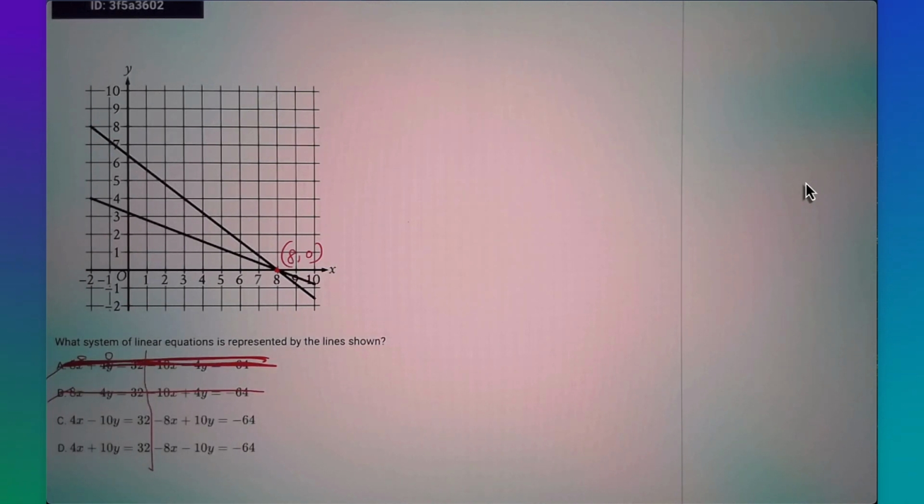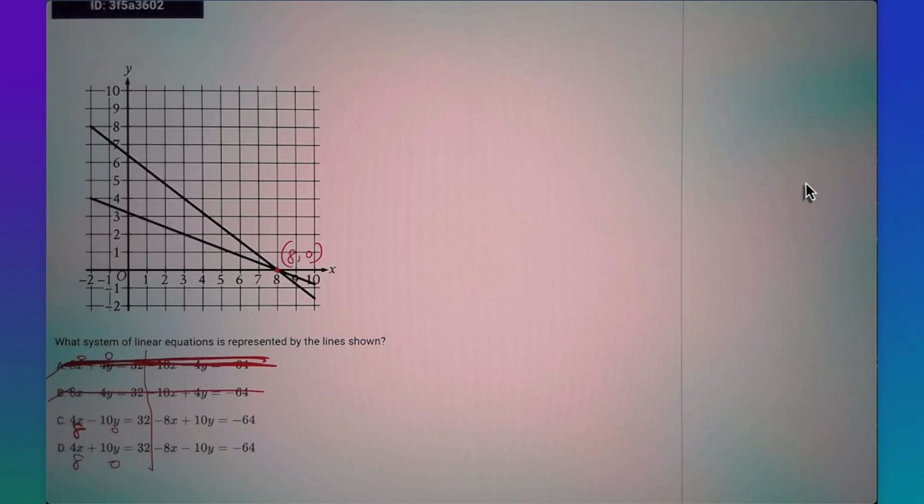For choice C and D, let's still double check. When you put x equals 8 and y equals 0, any number times 0, by the zero product property, will give you 0. So far the first equation makes sense.